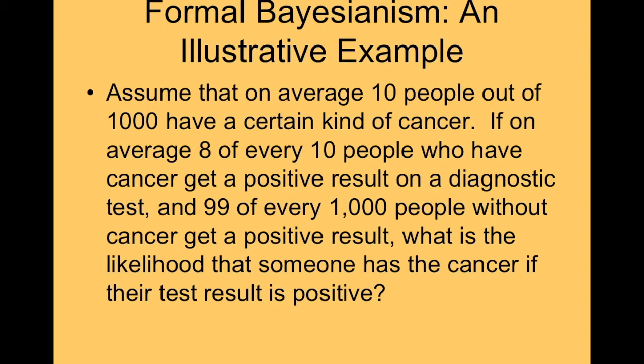So let's assume that the following information is known and true. On average, 10 people out of 1,000 people in the population have a certain kind of cancer. And on average, if you test people for that kind of cancer with a specific test, then 8 out of 10 who have cancer will test positive for cancer. But let's also assume that same test has some false positives, that 99 out of every 1,000 people that do not have cancer will still get a positive result on the test.